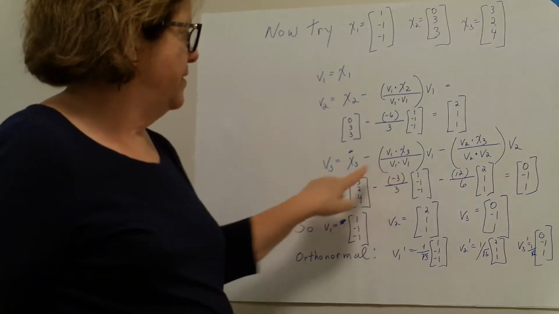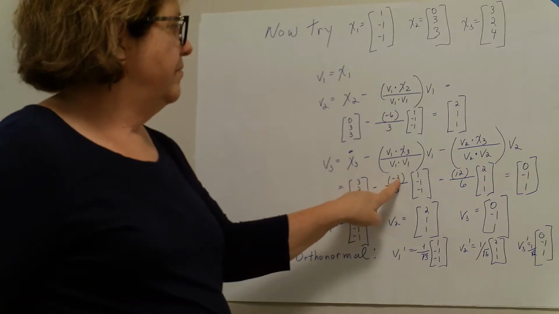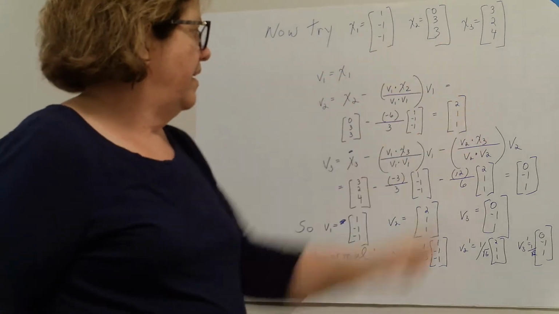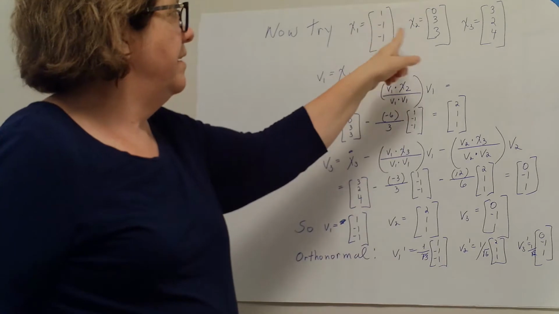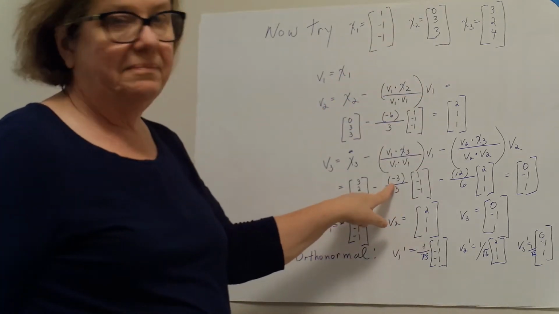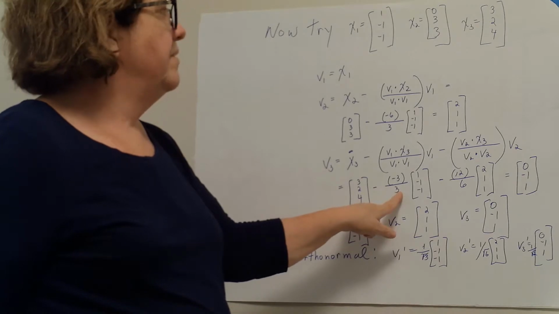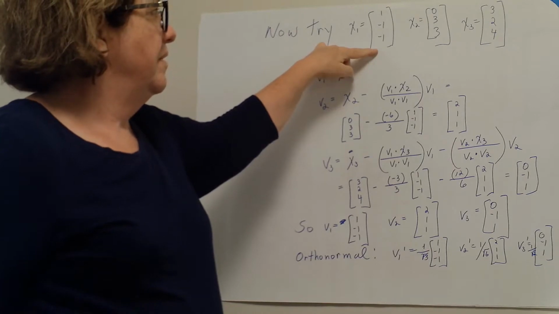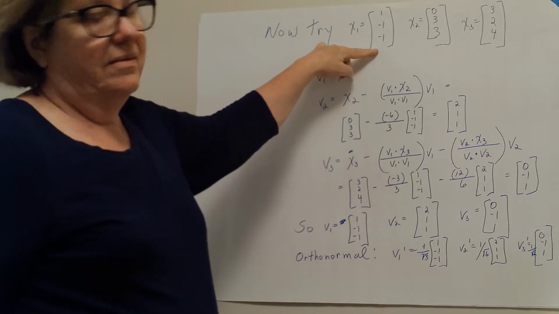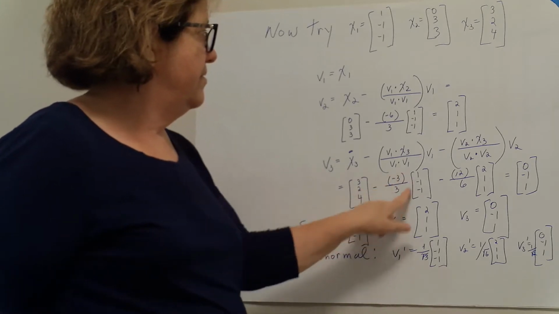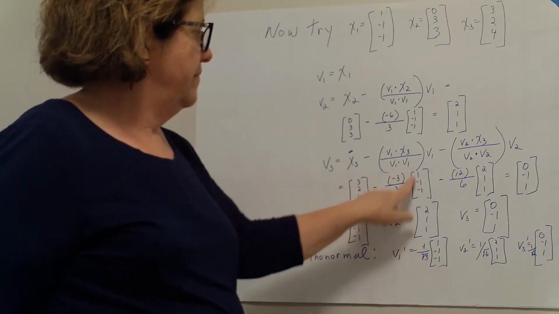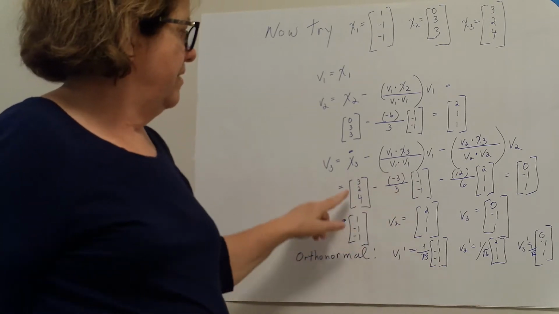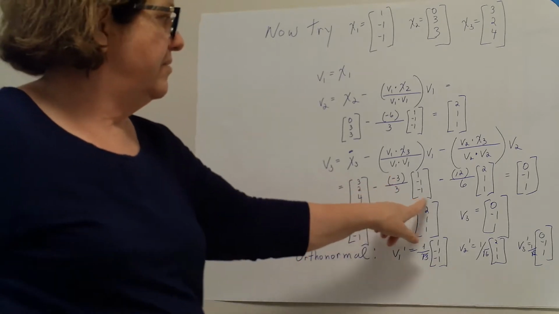So this is x3, (3, 2, 4). The dot product of v1, which is x1, with x3 is going to be 3 minus 2 minus 4, which is -3. And then on the bottom is the dot product of v1 with itself, which is going to be 3. So here's the scalar that we're multiplying our vector by. So we get (3, 2, 4) minus this, minus this.